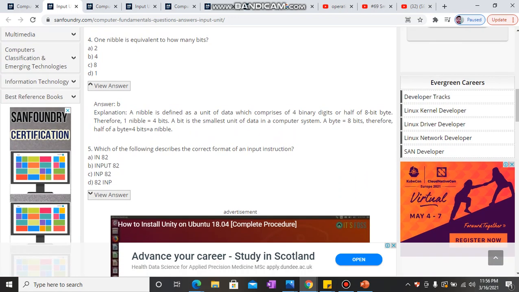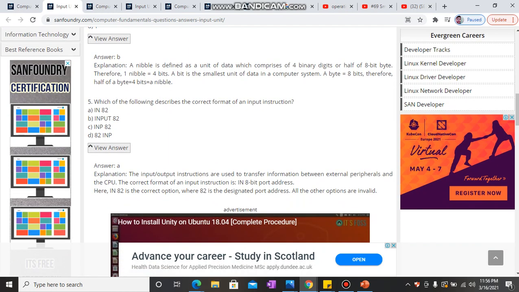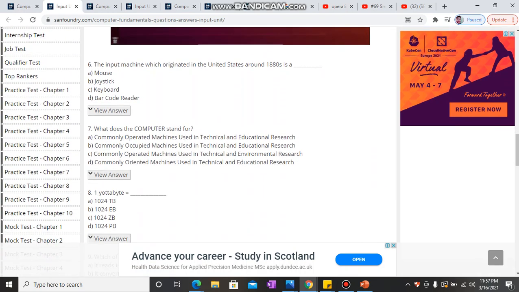Which of the following describes the correct format for the input instruction? That is A, IN A2. The input and output instructions are used to transfer information between external peripherals and the CPU. The correct format of input is IN port. Like we have 8-bit, here IN 82 is the correct option, whereas the other options are invalid. We have another question.